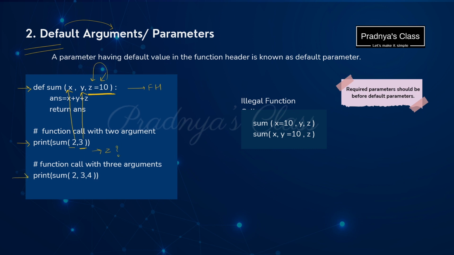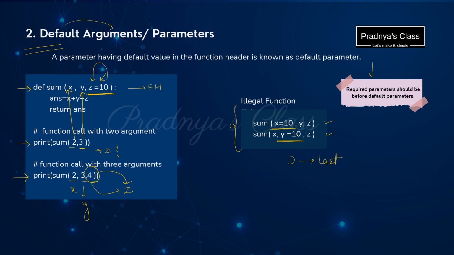Now look at the second function call. We are passing 3 values. What does it mean? 2 is the value of x, 3 will get initialized to y and 4 will get initialized to z. If we pass specific values, those will get initialized. If we don't pass, the default value will get considered. One point we can note down for this type of argument: the default argument should be at the last. We cannot specify the default argument in the beginning or somewhere else. It should be at the last only.